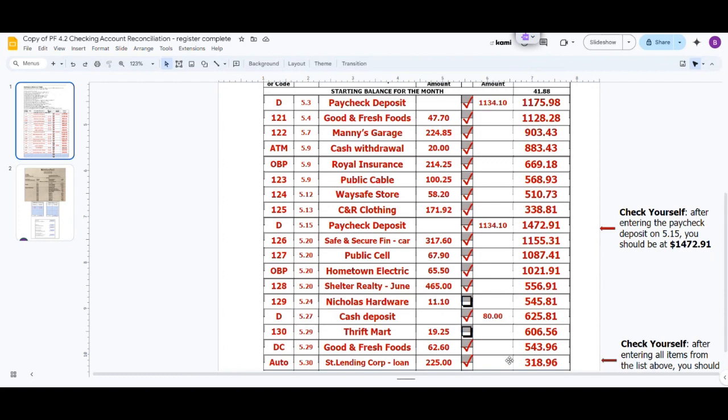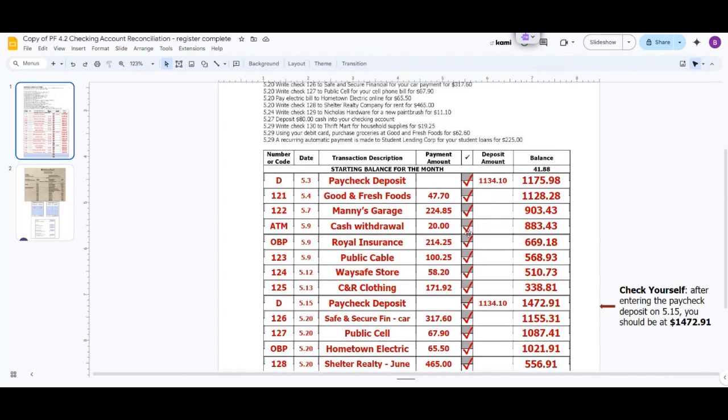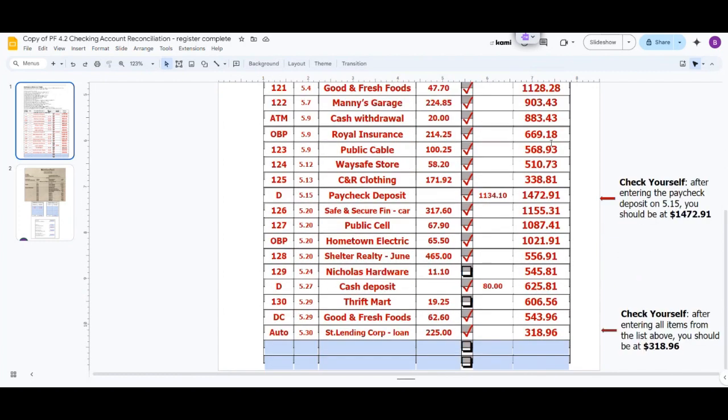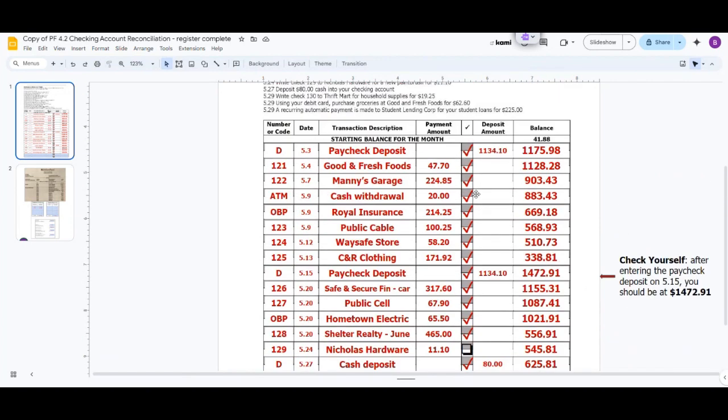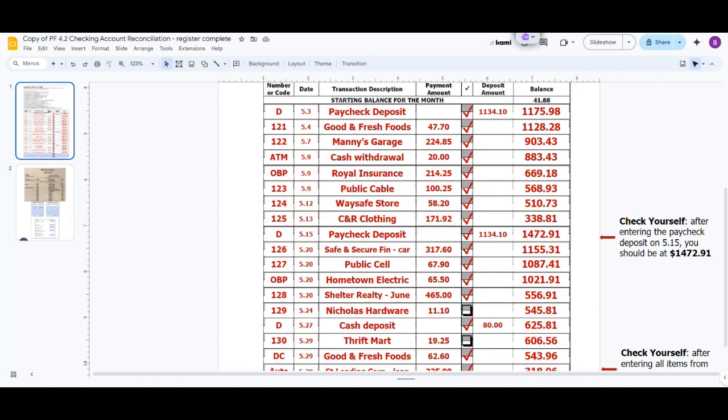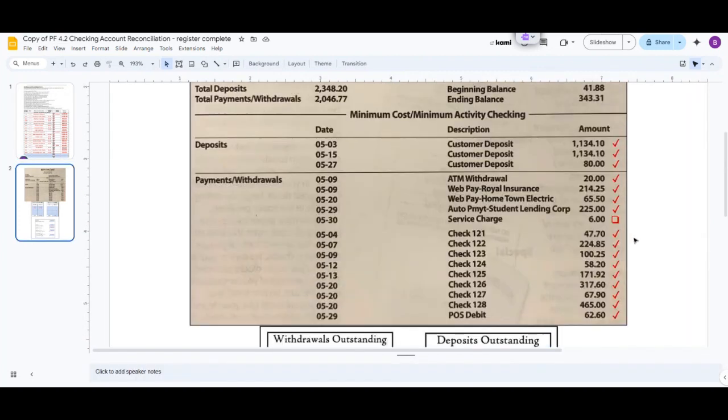I go back, I check all my math. Is my addition and subtraction on each line correct? You can trust me, it is. All right, so the error isn't there. So now let's look at the statement to see if there's anything. And if I look down, I can see that there is one transaction that I did not have recorded in my records, but that the bank does. Okay, so the bank charged me a $6 service charge.